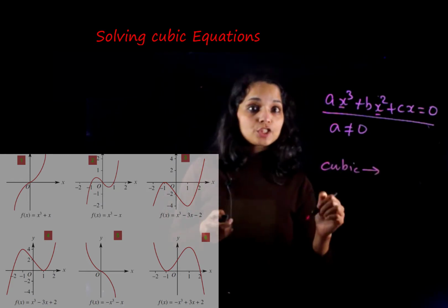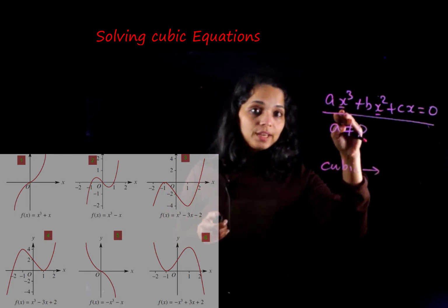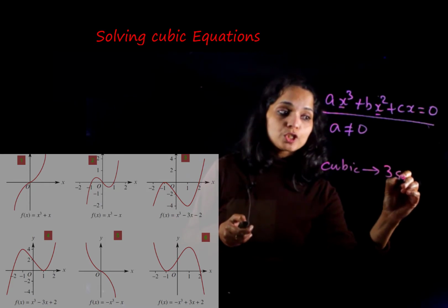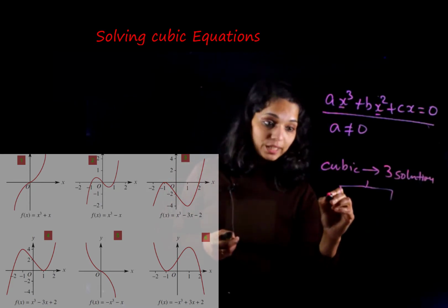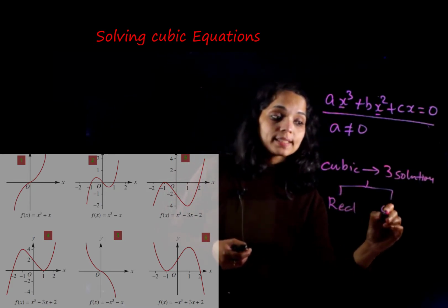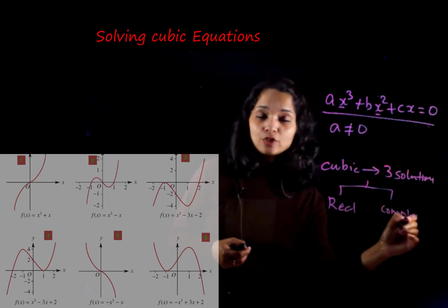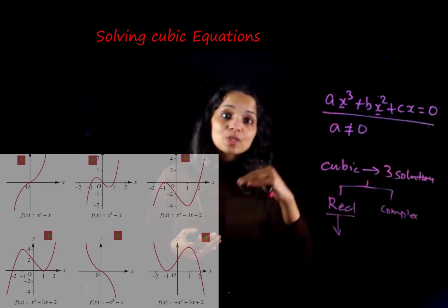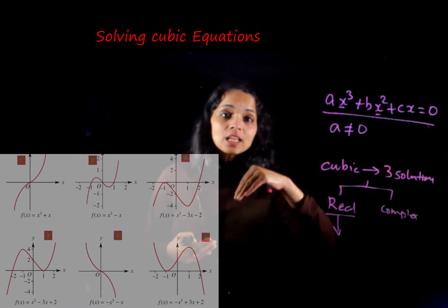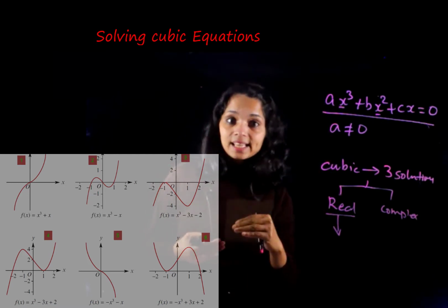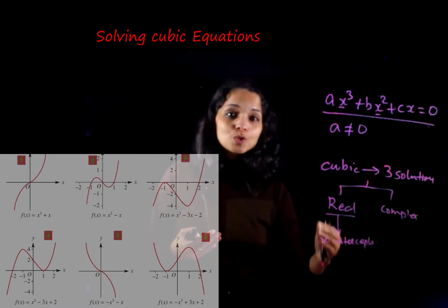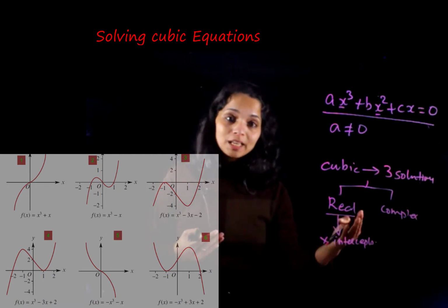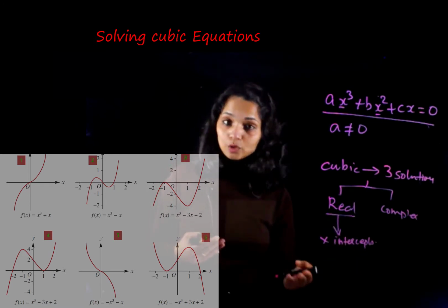For a cubic function or a function of degree 3, there will be 3 solutions. And the solutions can be real or complex or imaginary. The real solutions are the actual x-intercepts, where the graph is cutting the x-axis. Okay, so there can be 1, 2 or 3 real solutions. All of them can be real solutions, 2 of them can be real solutions, and so on.